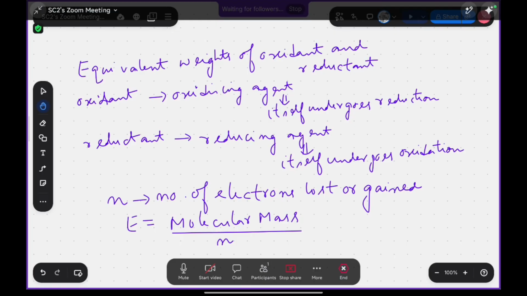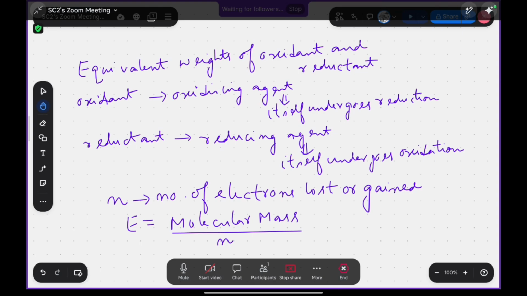Now, first of all, we need to know what are oxidants. Oxidants are the oxidizing agents. Oxidizing agents are those that help other substances to get oxidized while itself undergoing reduction. So that means in a particular reaction, the reactant which itself undergoes reduction and oxidizes the other substance is called an oxidant or an oxidizing agent.